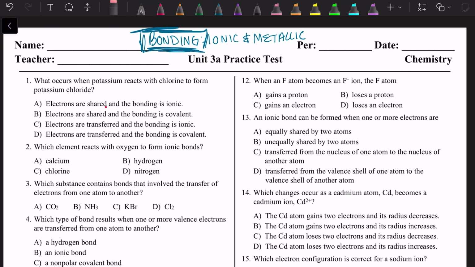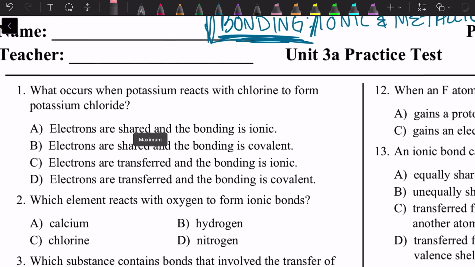Hey everybody, welcome back. This is a video to go over the Unit 3A practice test. So Unit 3A is bonding, ionic, and metallic. So let's jump right into this.